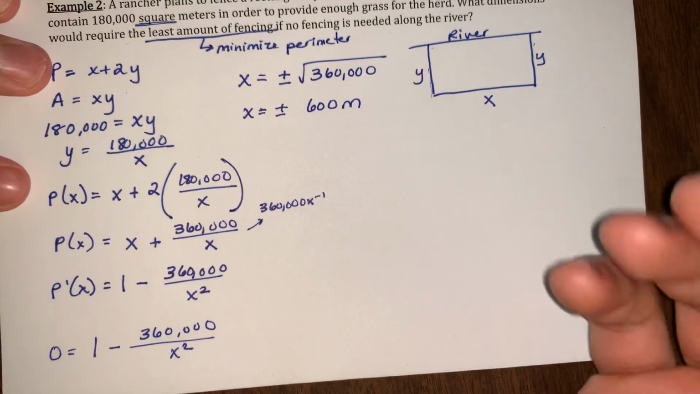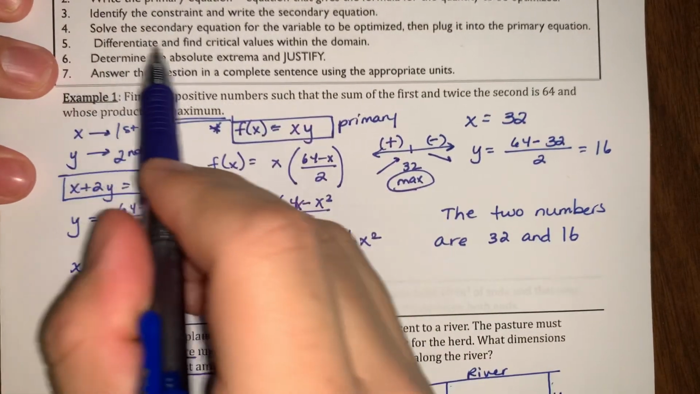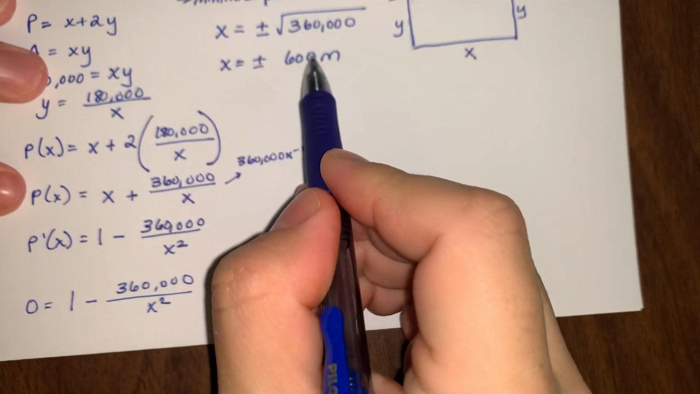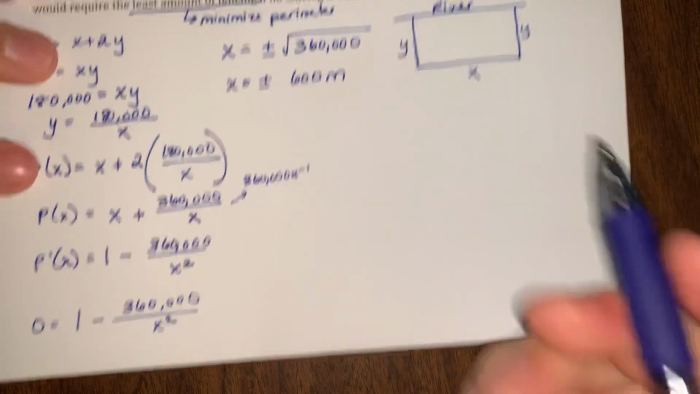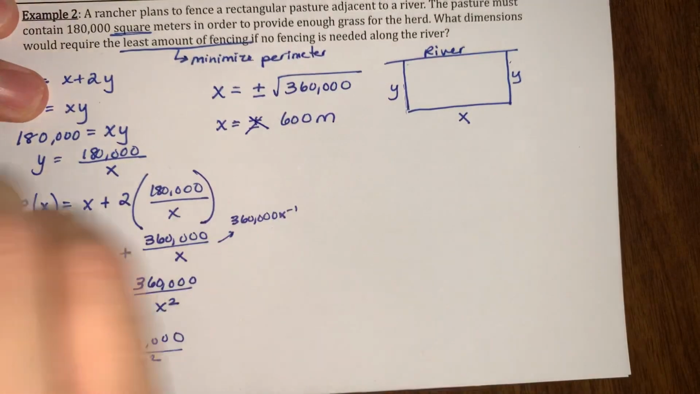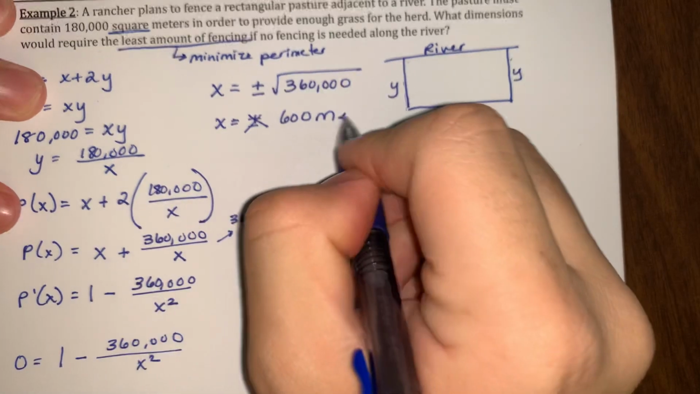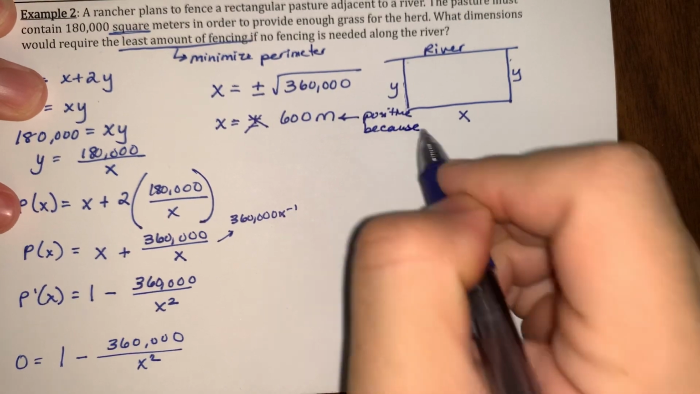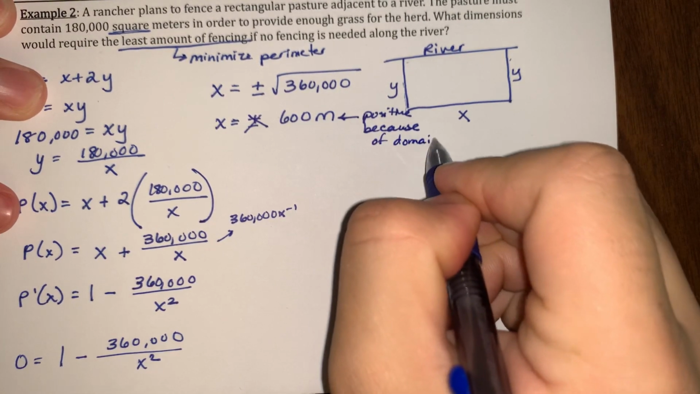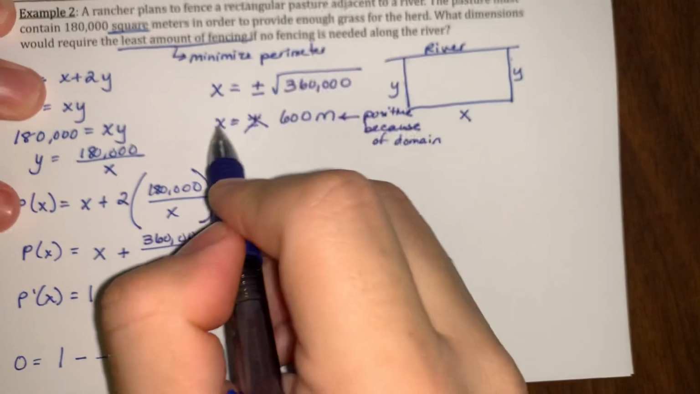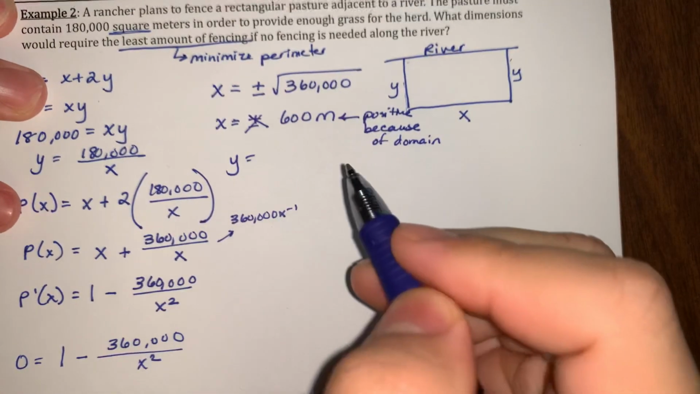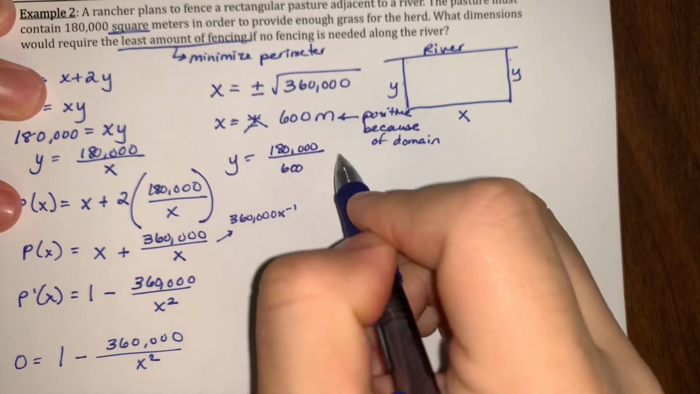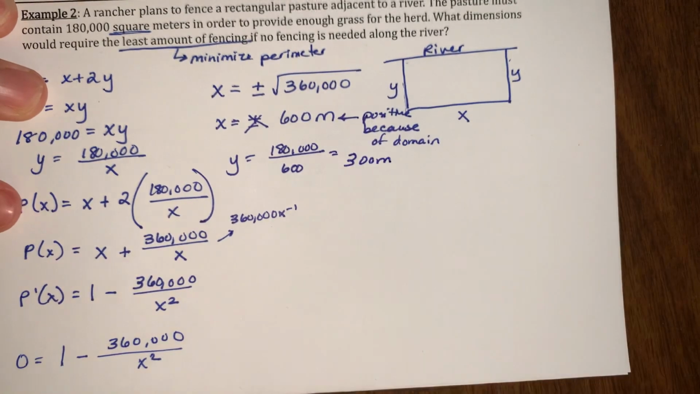This is where you have to think about, as I mentioned, that you want to differentiate and find critical values within the domain. Well, negative 600 meters, you can't really have a negative distance. So it's really just 600 meters, positive because of domain. I'll just write it simple like that. So I know that x equals 600 meters, which means that y is going to be 180,000 divided by 600, which is 300 meters.